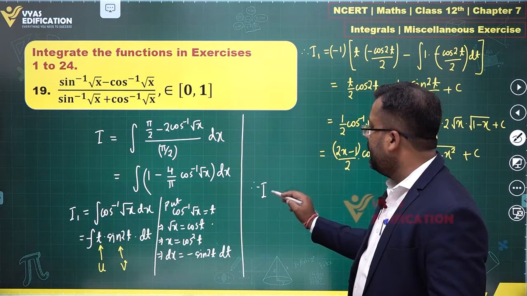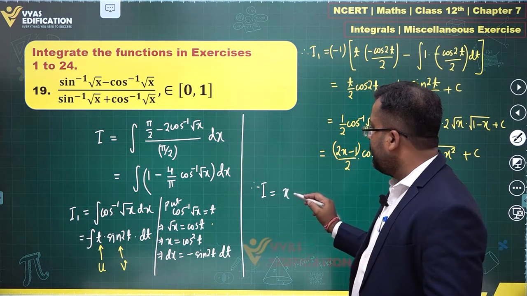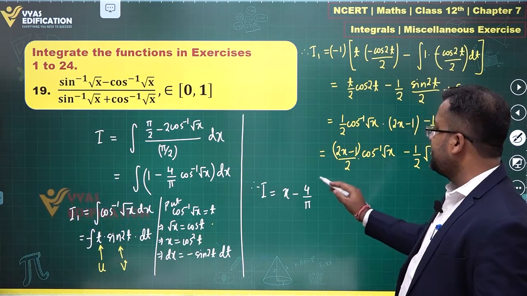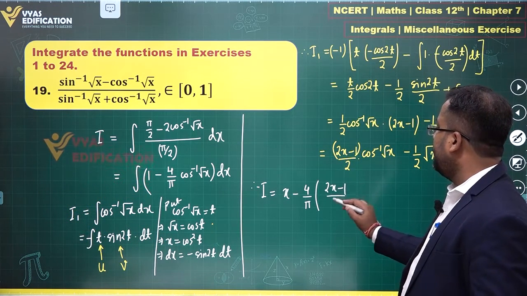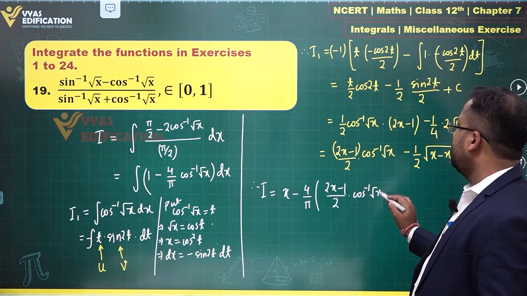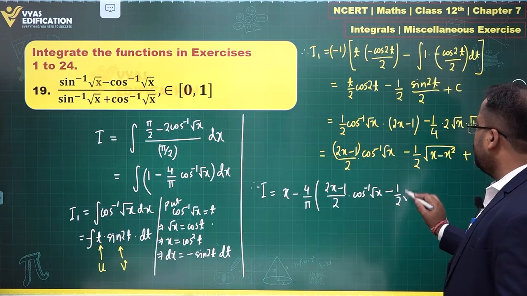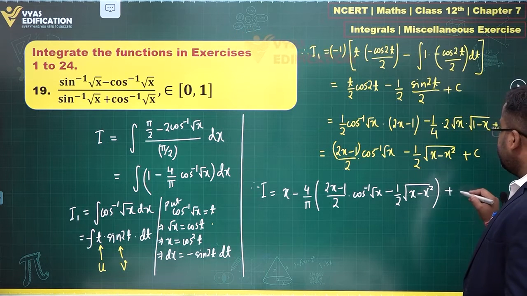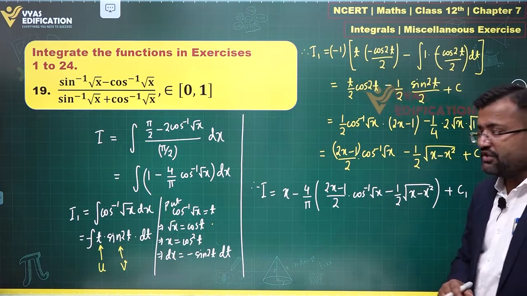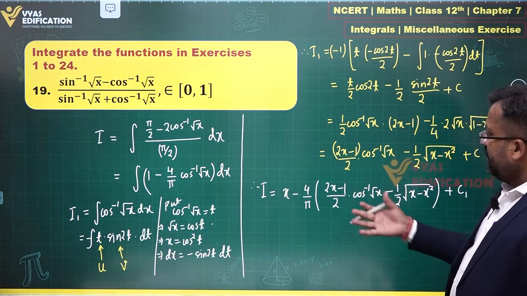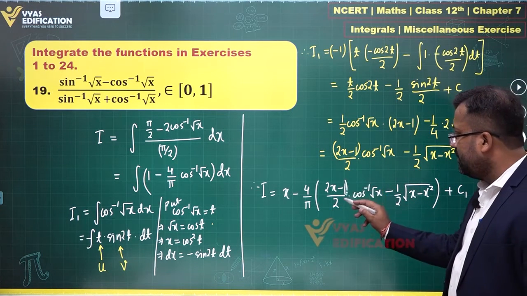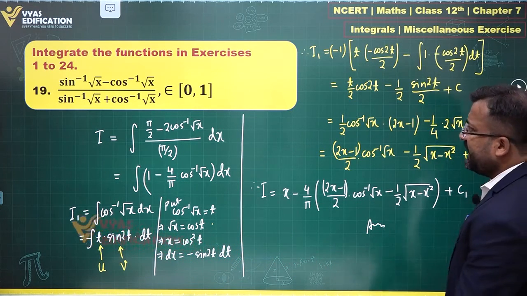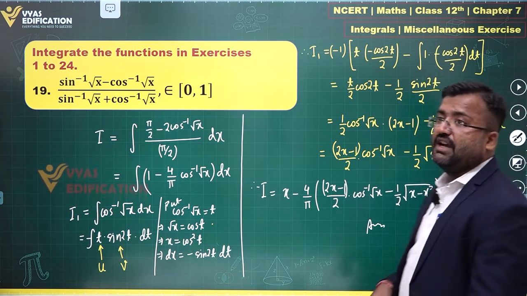Therefore, I will be the integral of 1, which is x, minus 4 by pi times I1. I1 is what we were looking for. I1 is this: 2x minus 1 by 2 cos inverse root x minus 1 by 2 root of x minus x square, and multiply this with this, and make this c prime or c1 for that matter. That's the new constant of integration. This is my final answer for this question, as you can see over here. At max we can multiply the 4 by pi inside and we will get a slightly different form, but this is the final solution and the final answer for this question.